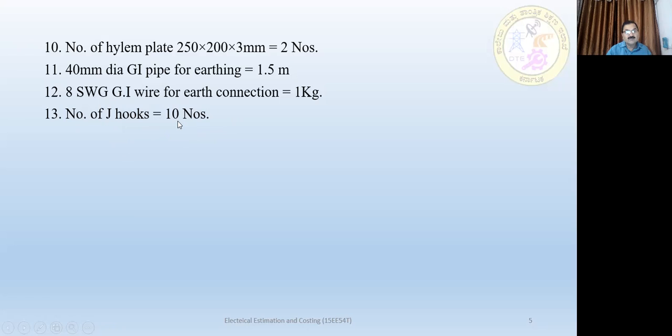So this is the list of materials used for heating circuit. So 13 numbers are there. For lighting circuit, it should be more than 20 numbers, 20, 21, 22, like this. Now for heating circuit, it should be greater than 10. So I have made 13 number of items here.